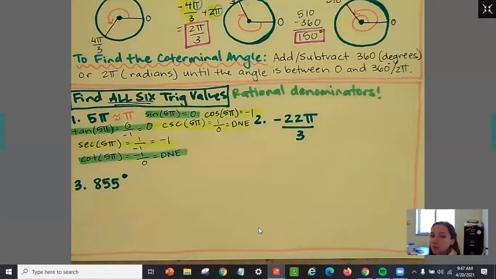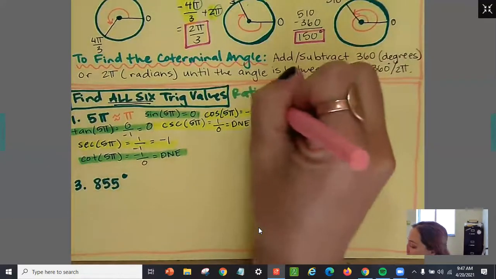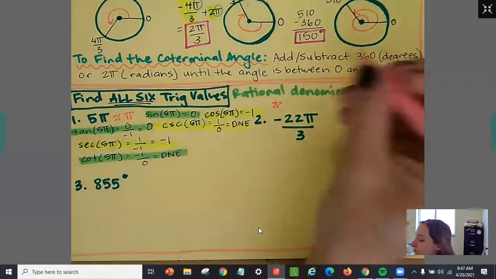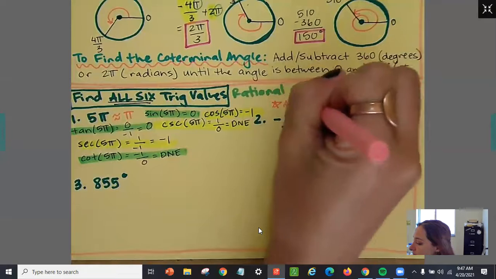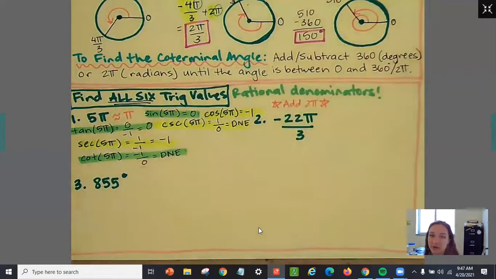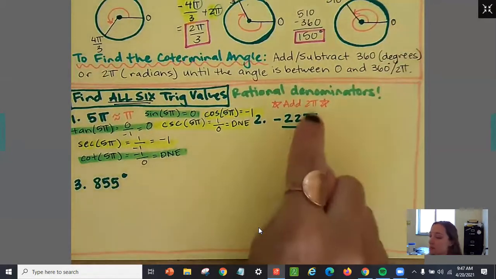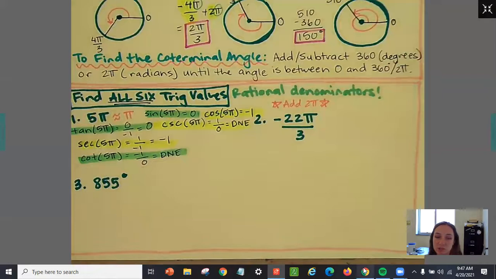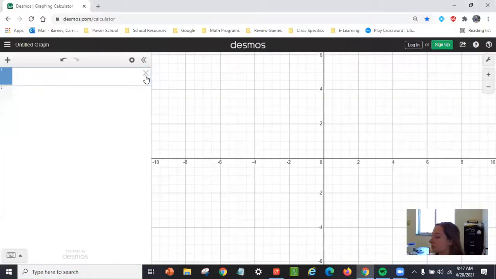And this one is working in radians again. So first we're going to have to get -22 pi divided by 3 between 0 and 2 pi. So since this is negative, we're going to have to add 2 pi until we get to a number between 0 and 2. Whenever I say add 2 pi, what I really mean is take out the pi, and we're just going to be adding 2 to this. So let's go here. We're going to add 2. We're going to do -22 divided by 3. Okay, we're going to add 2.